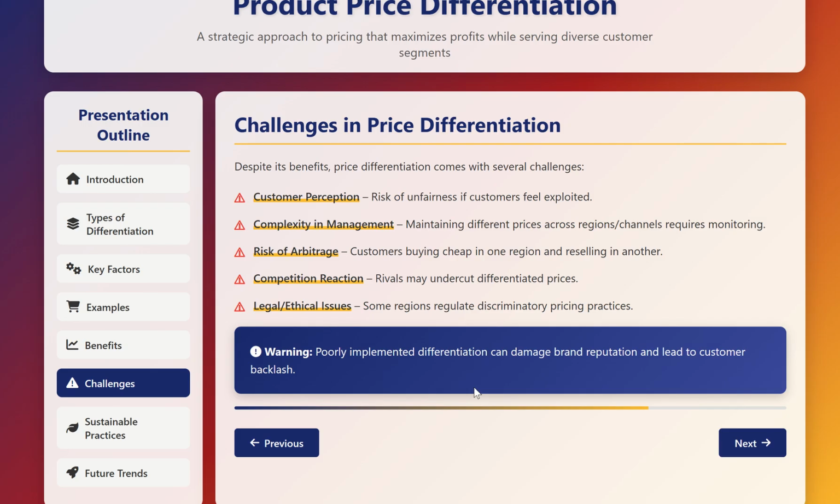A warning to companies, or many companies or the sales teams who are doing this: poorly implemented differentiation can damage brand reputation, and this may lead to customer backlash. I hope we are together. My class, these are the things you need to learn in your business.